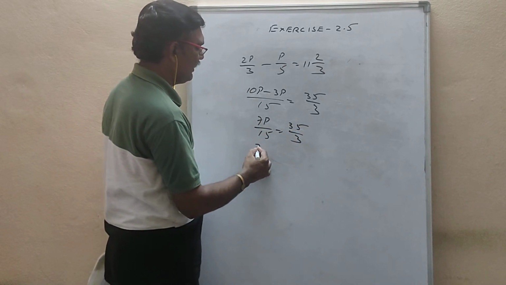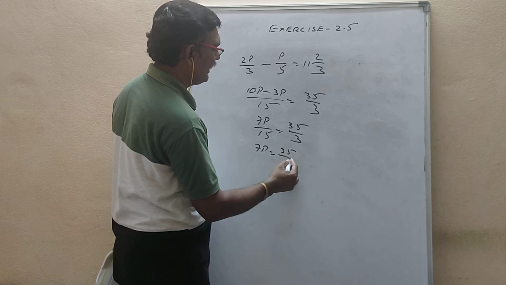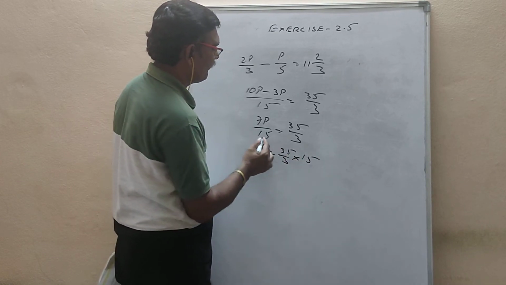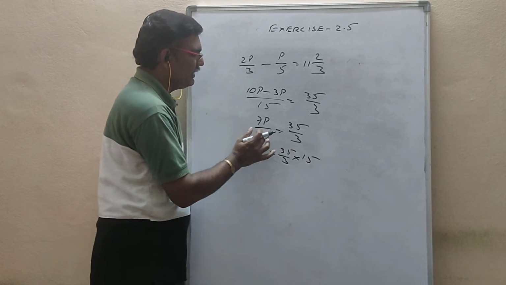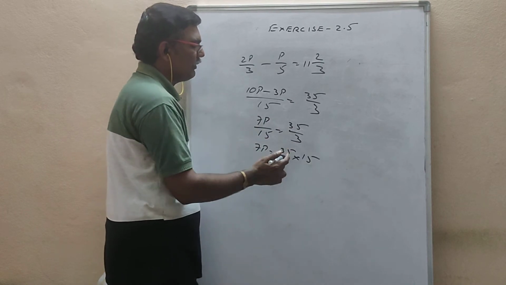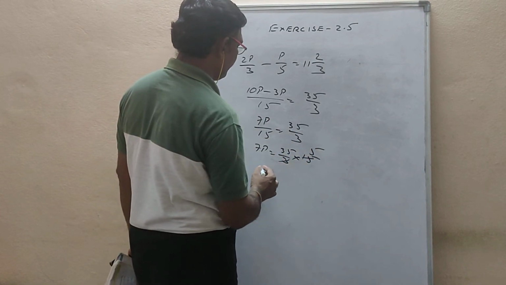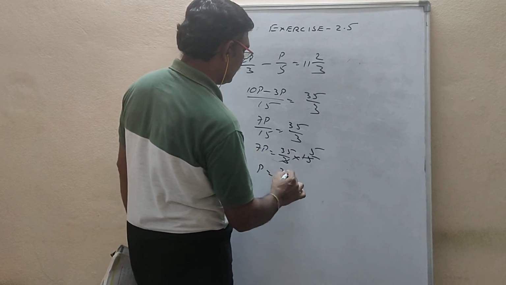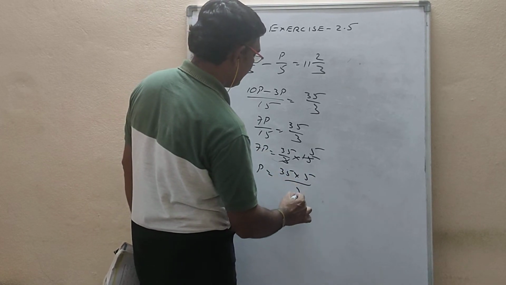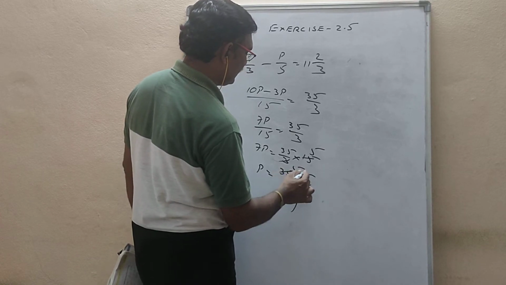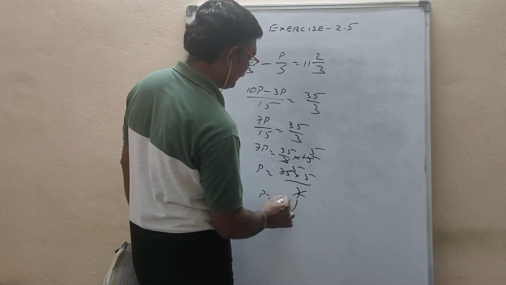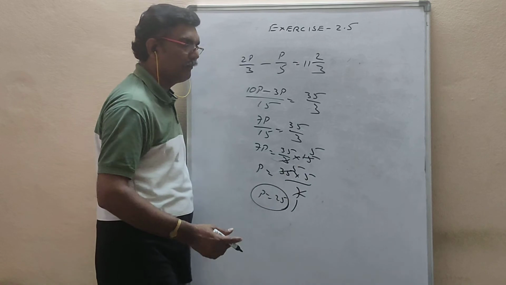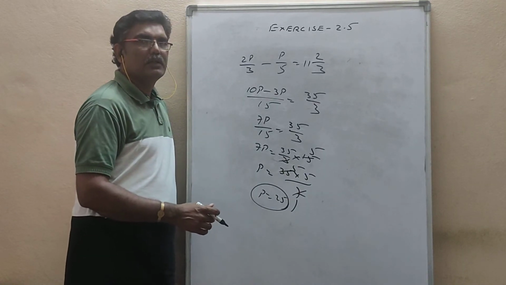So now 7p is equal to 35 by 3 into 15. Into 15 will come, means 15 is dividing here. If you take this and multiply, 3 1s are 3, 3 5s are 15. So for p, you have to take 7 to this side. 35 into 5 by 7. 7 1s are 7, 7 5s are 35. So you are getting p is equal to 5, 5 5s are how much here? 25. So 25 is the answer.